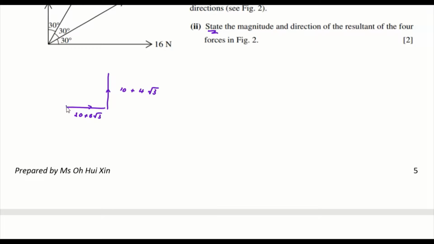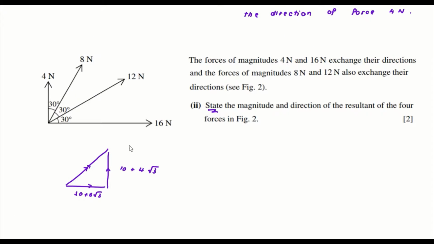So that's why my magnitude is just going to be exactly the same. Because by using Pythagoras theorem, it just gives you the same answer, right? So you can straight away state your answer here. Then the other one is the direction for the resultant.